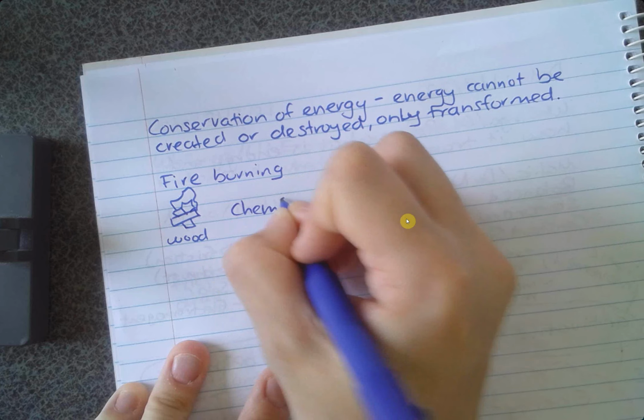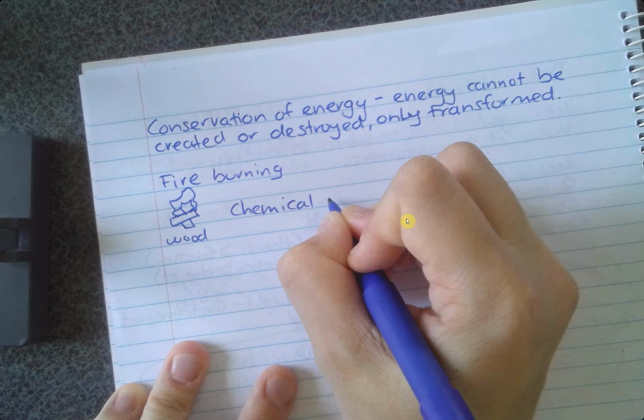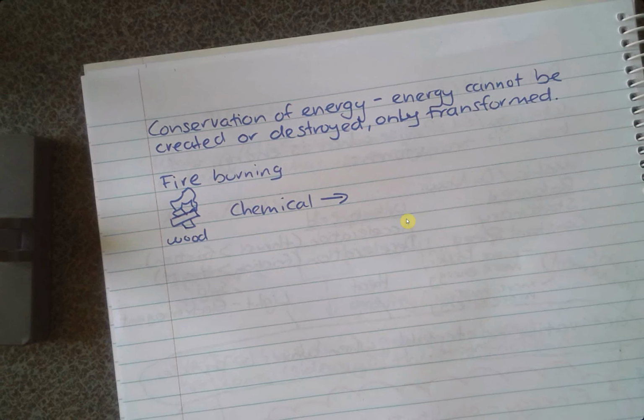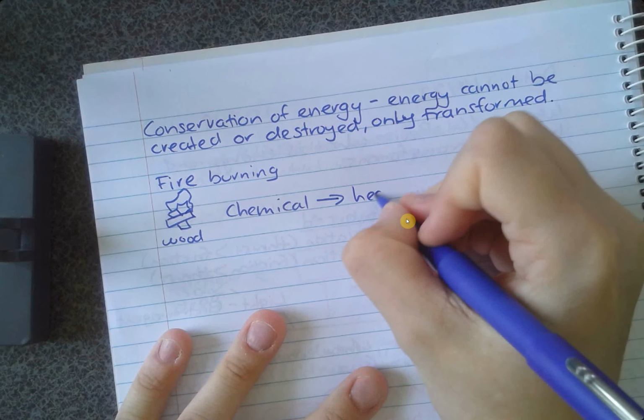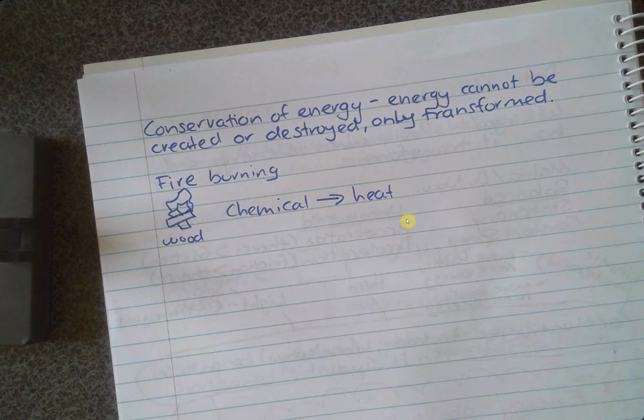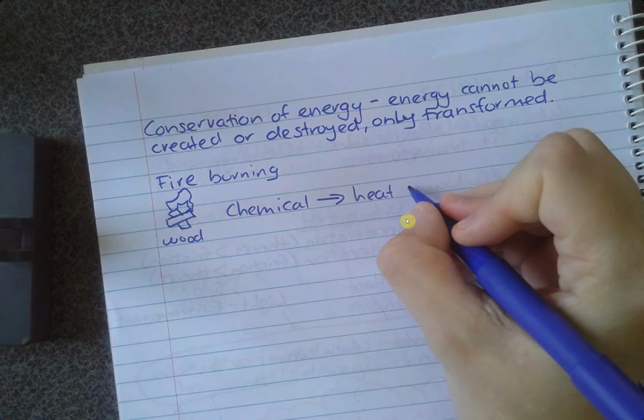And what would it become? What do I feel when I sit next to the fire? Heat. Heat, warmth. So heat is the energy that it changes it into. What else about the fire? Why do I light it at night sometimes? So you can see through the dark. I can see. So light and heat.